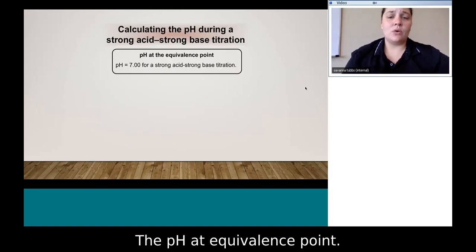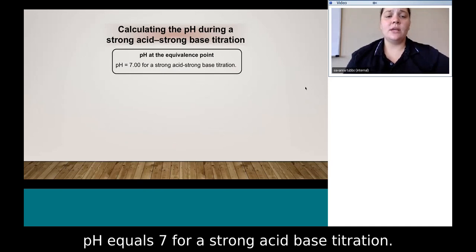The pH at the equivalence point: pH equals 7 for a strong acid-base titration.